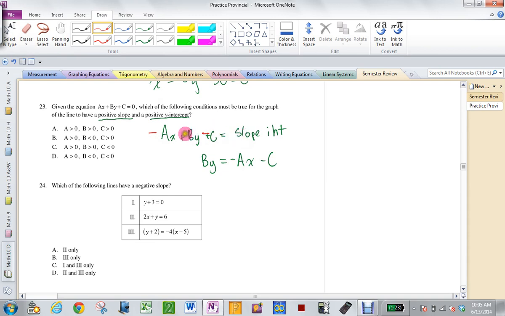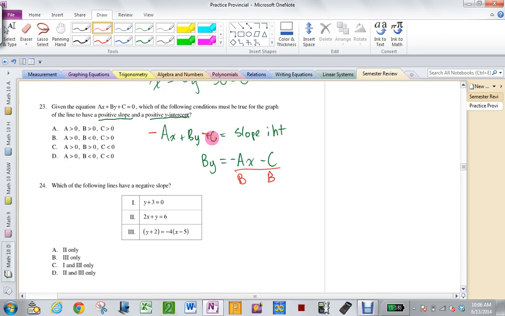And B, of course, would also have to start positive, because when I divide by B, I'm going to want positives. So I look over here. A would have to be negative. B would have to be positive. C would have to be negative for that to work. Well, do I have that anywhere? A is less than zero. I got all kinds of A is less than zeros. That's no problem. C would also have to be less than zero.